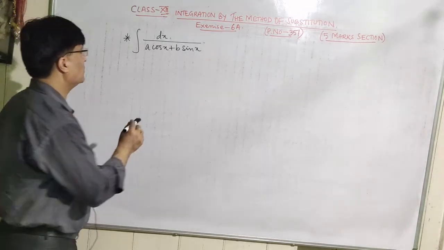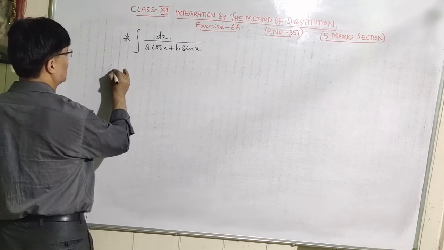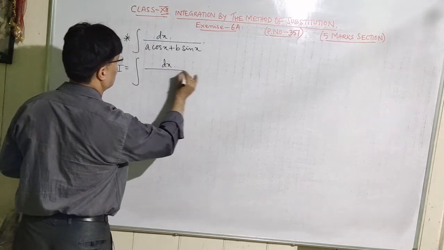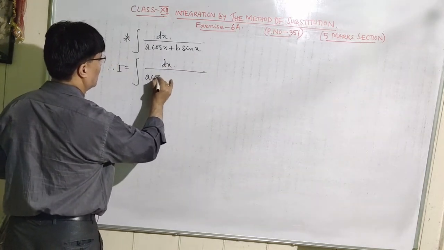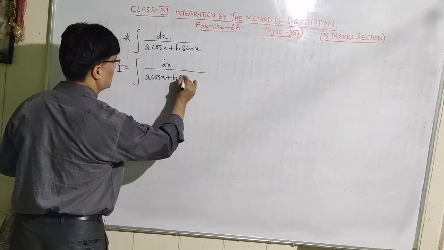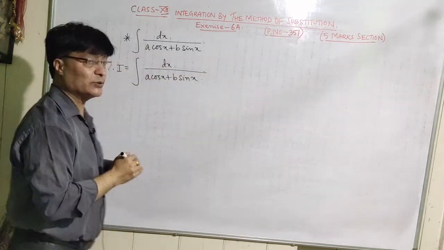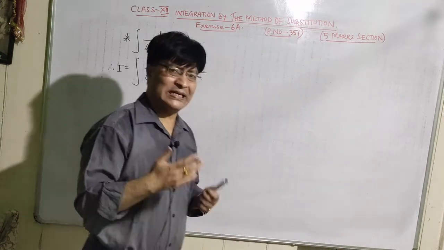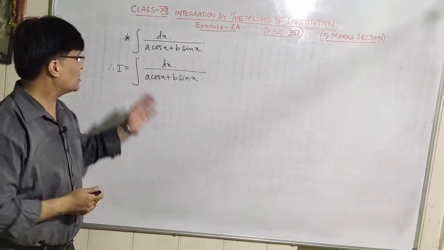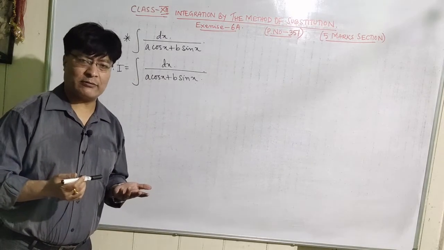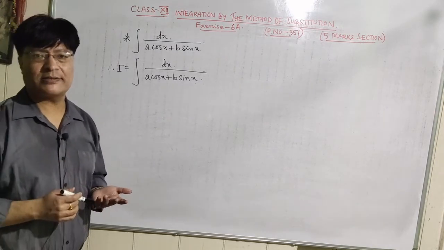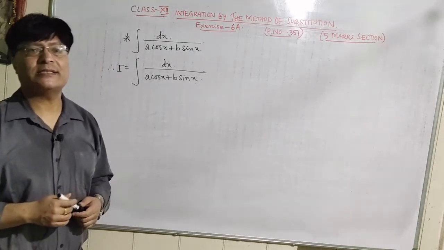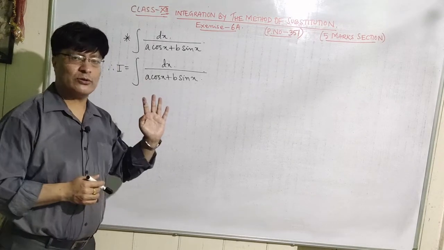Okay, so now here let us assume first I is equal to integration of dx divided by a cos x plus b sin x. So now let us do this integration. So now what is the method in this case? You cannot integrate it directly. This is a trigonometric function, so you cannot assume it as x and write log x as the integration. That is wrong, because this is a trigonometric function. You cannot assume it as x. So here a and b are also constants.